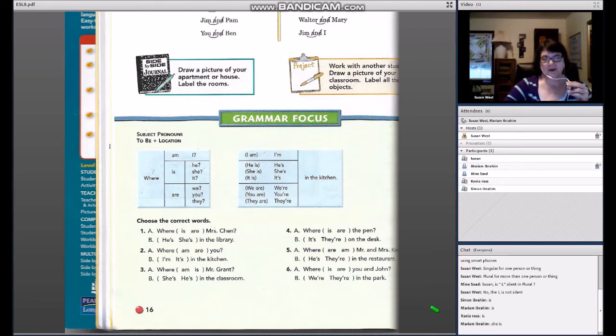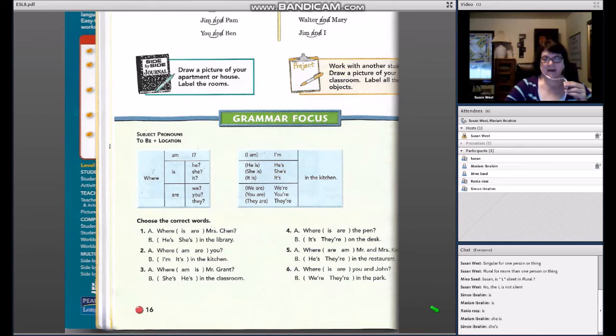So let's use the contraction since it's one of the options. So everyone write the contraction in the chat. She's in the library. Where is Mrs. Chen? She's in the library.